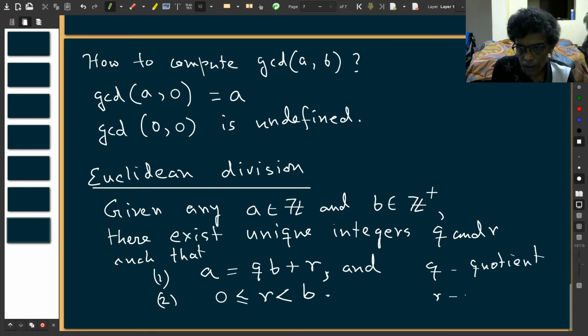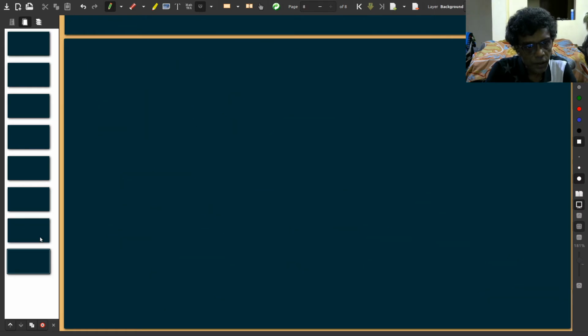And R is the remainder. Okay. So let me prove. So once again I will use the principle of ordering of Z class. Okay. I am on a separate page, but still.